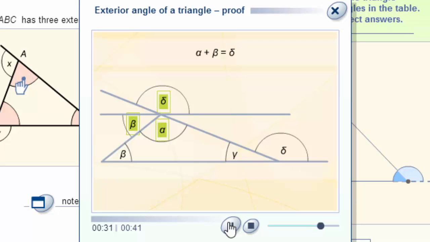Look at the angles alpha plus beta and delta. These angles are vertical angles. Therefore, alpha plus beta equals delta.